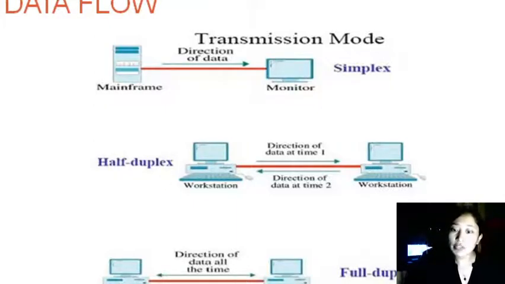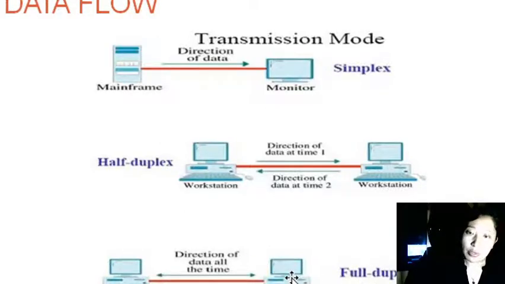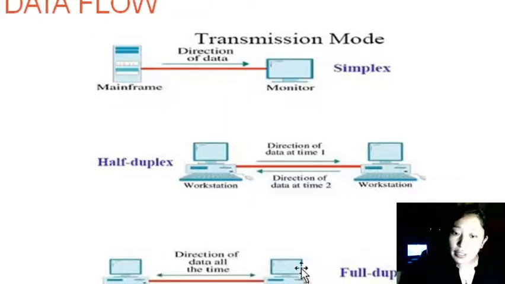And the third type of transmission mode is called full duplex, wherein both devices will be able to communicate simultaneously with each other in both directions. So they are going to have two dedicated lines. Okay, wherein if one device is sending, the other device will be able to receive, as well as the other device can also send. So this is called full duplex type of communication.